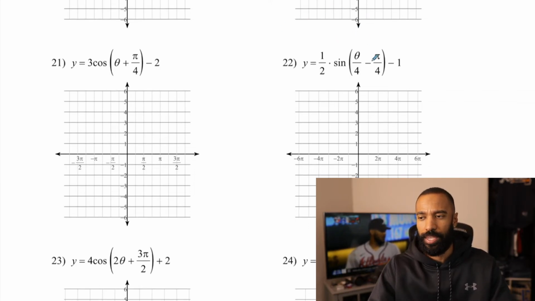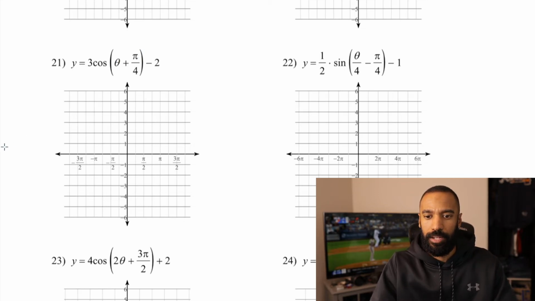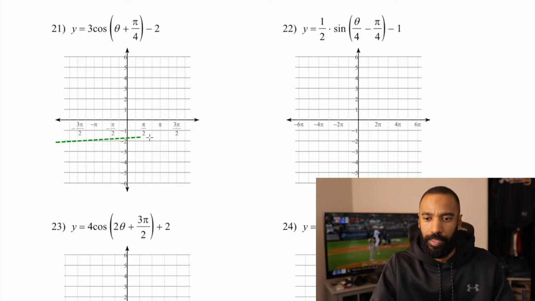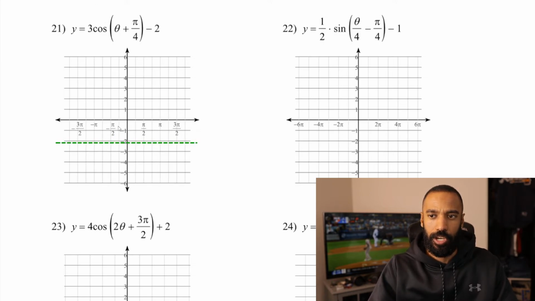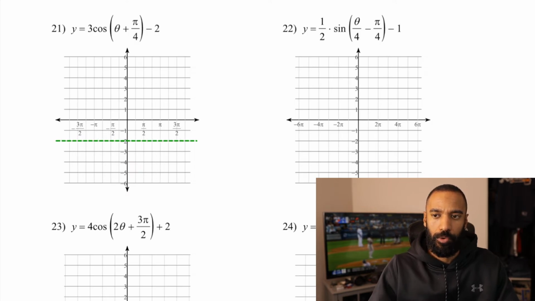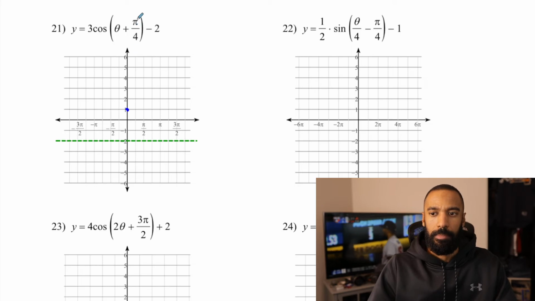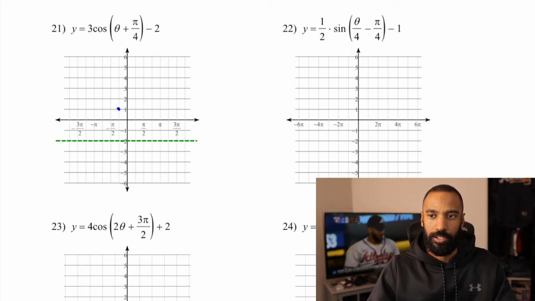All right, last one before we get a little tricky. All right, so 3 times cosine minus 2. So we got a midline of -2 right here. It is a cosine graph. We are going to start above the midline. With an amplitude of 3, we'll be starting 3 above the midline. But instead of right here, because of the plus pi over 4, we're going to be pi over 4 units to the left, right there, just like that.